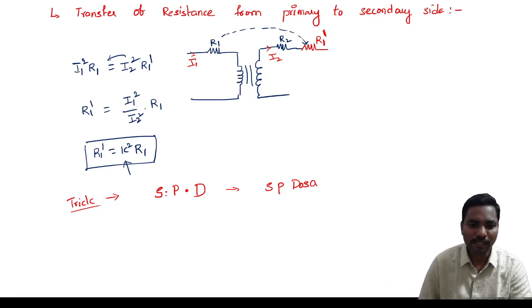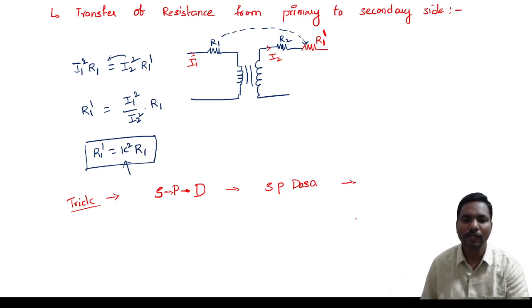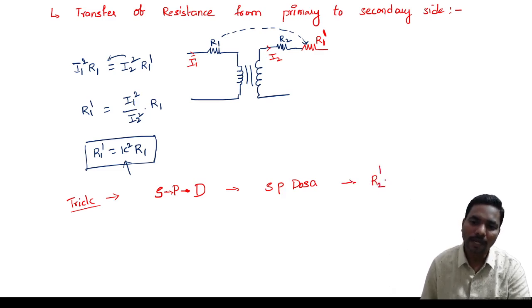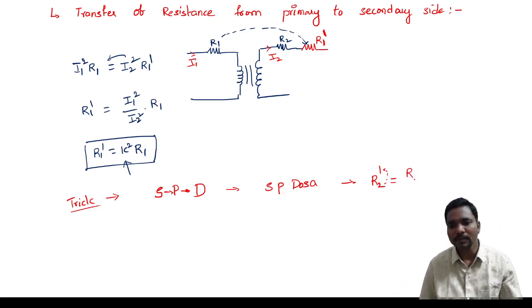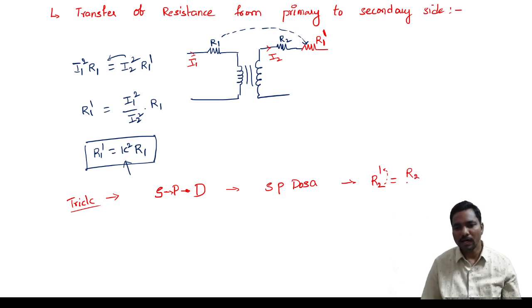SPD, all of you clear? Secondary to primary, it will be a division. It is the secondary resistance, and division means by K square: R2 by K square.